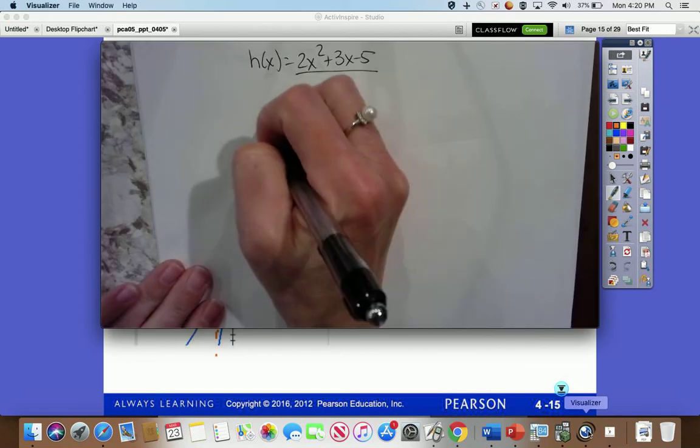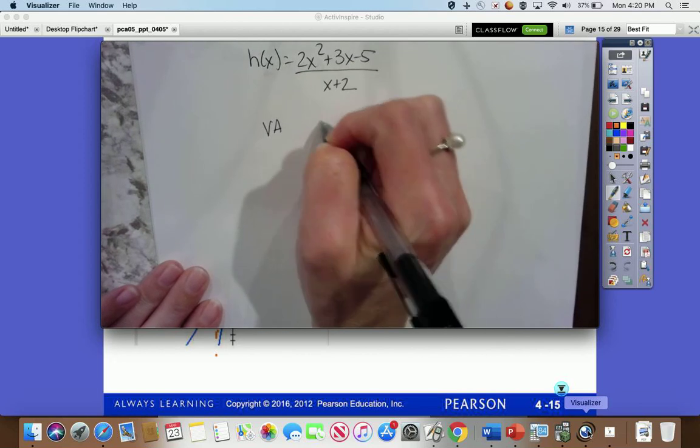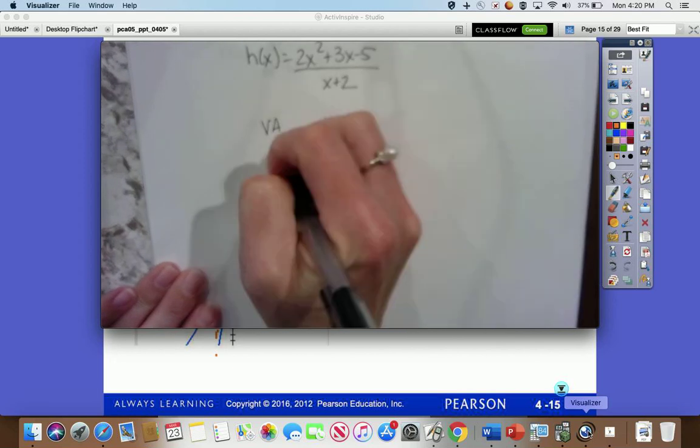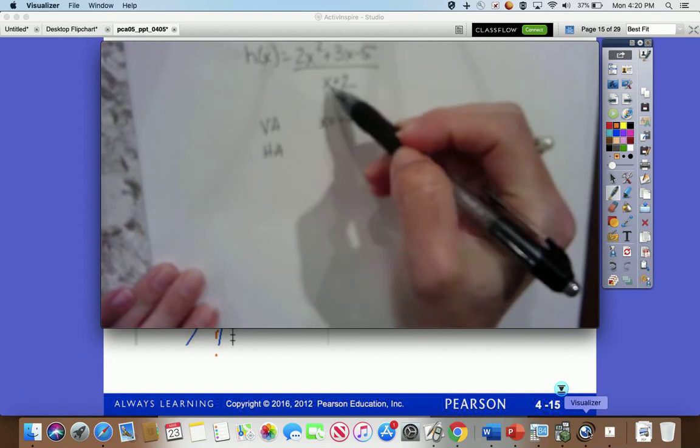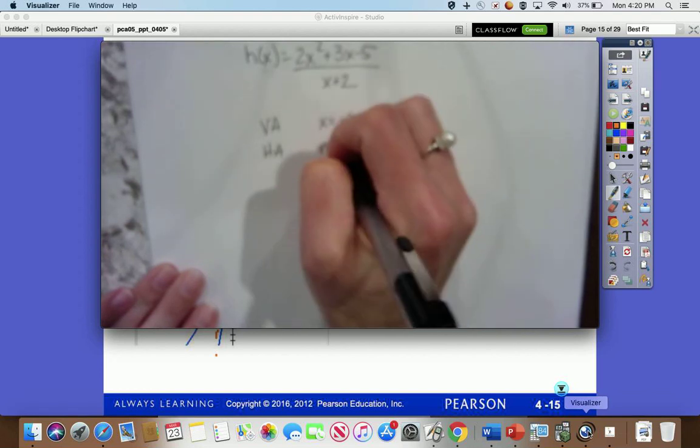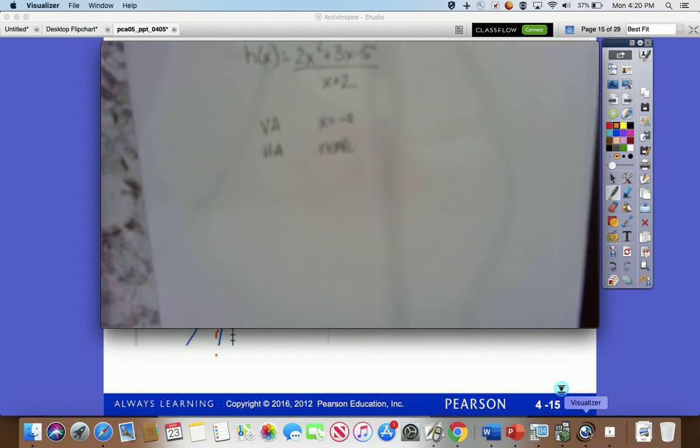We've already said that the vertical asymptote is what makes the denominator 0. Horizontal asymptote? Well, we look, the degree of the numerator is greater than the degree of the denominator. So there's not a horizontal asymptote.